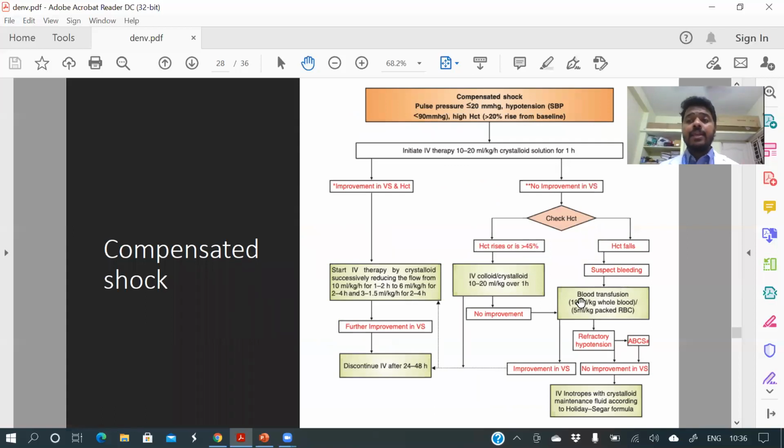So dengue with moderate dengue, treatment we have seen. If a patient is coming with compensated shock, so compensated shock means initially if the blood pressure comes down, what our baroreceptors will do, they will improve the blood pressure by activation of the baroreceptors.